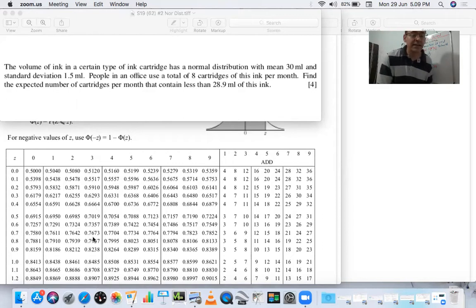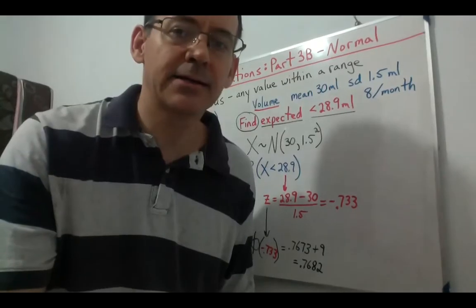Then we need to add to it another 3, which is over here. And if I take that down to the 0.7 line, here's the 0.7, follow it across to the 3, we have to add 9. So when we add 9, we now have 0.7682. Okay, so 0.7682. So now let's come back to the board.